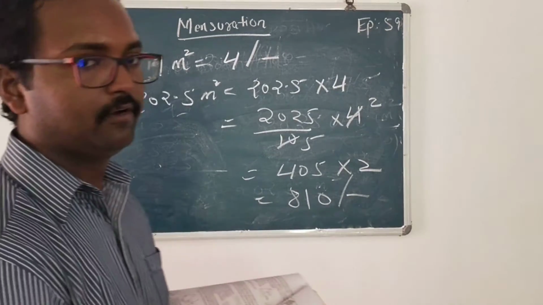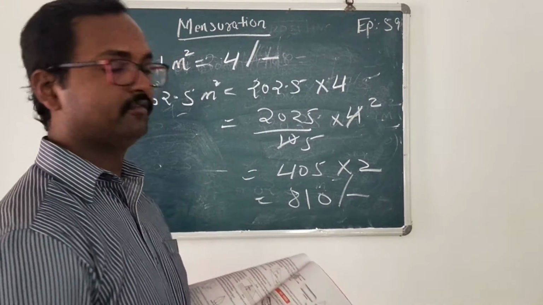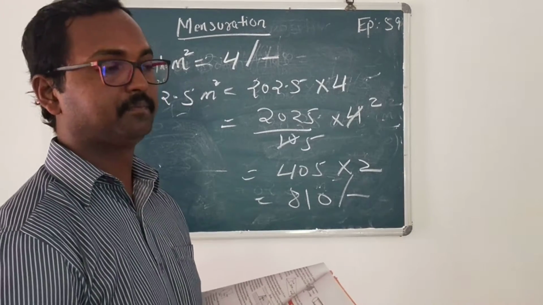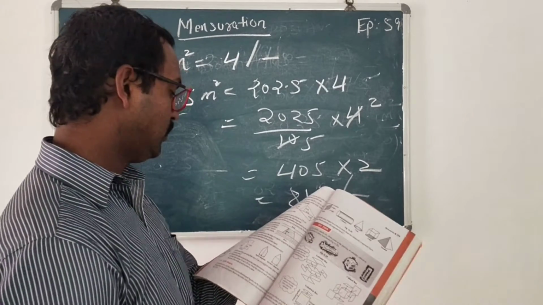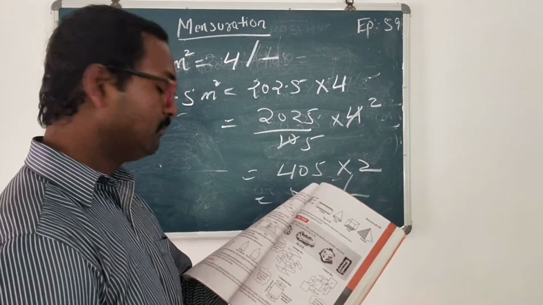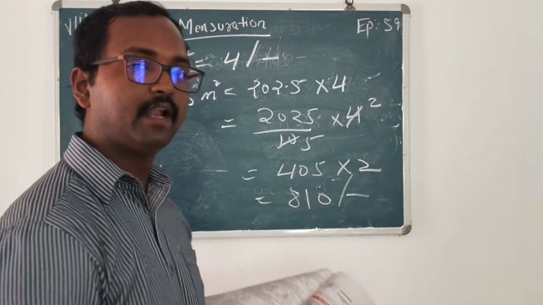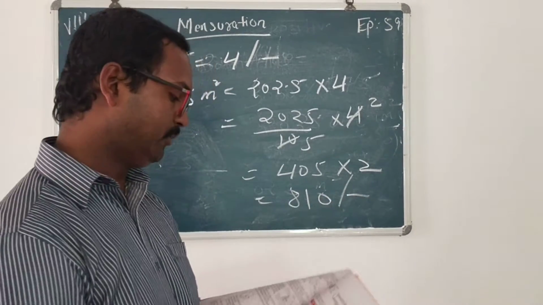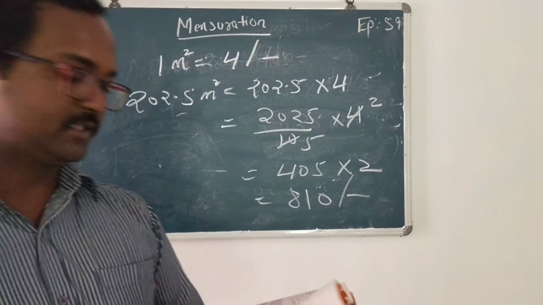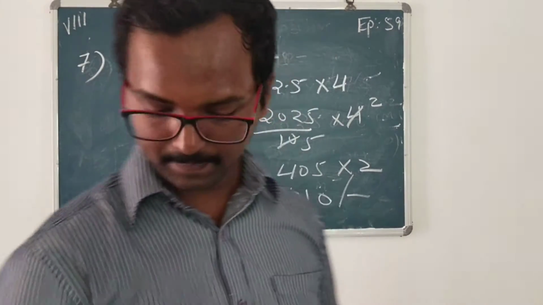Okay, so for 202.5 meter square area, the cost of polishing that floor will be 810 rupees. Okay, I hope you understood this question. Now let's move on to question number 8.